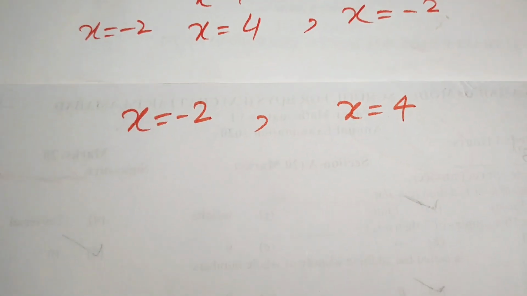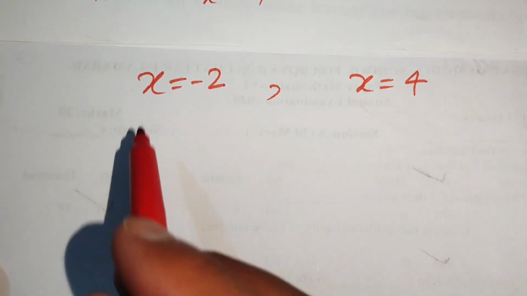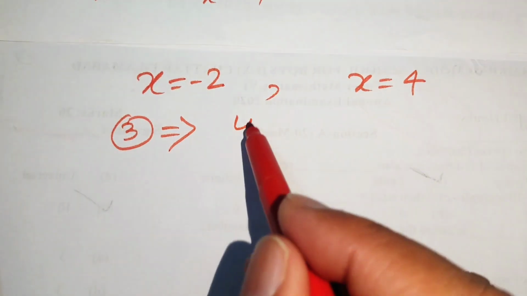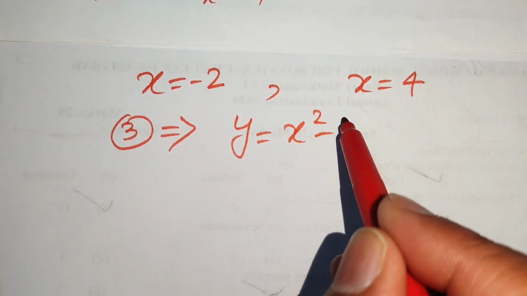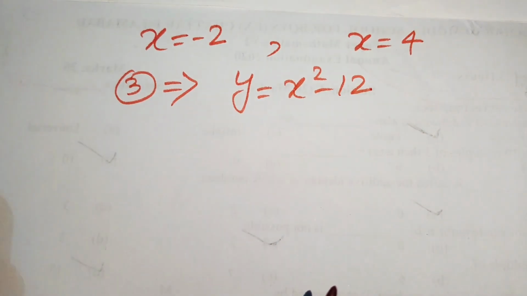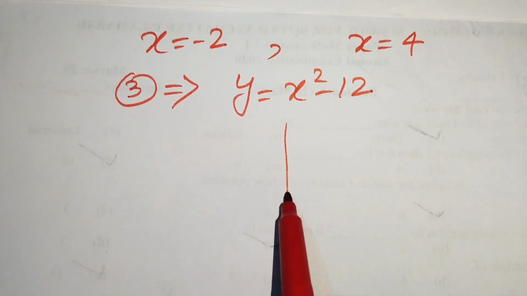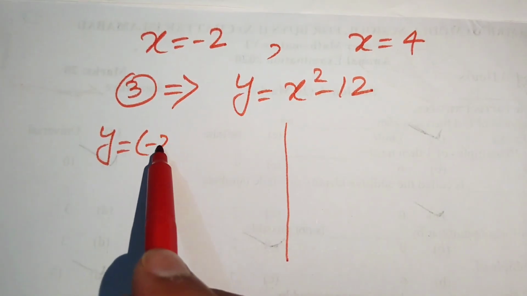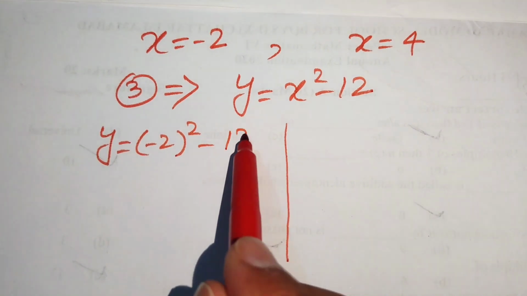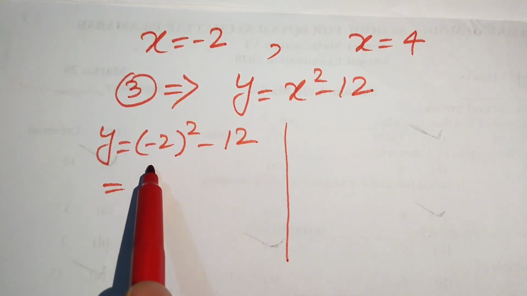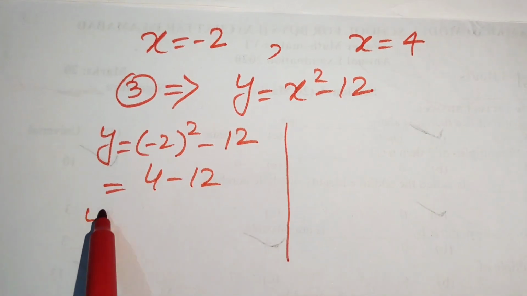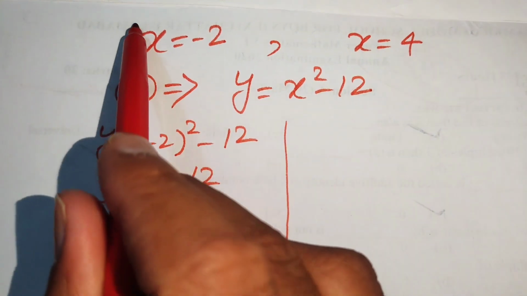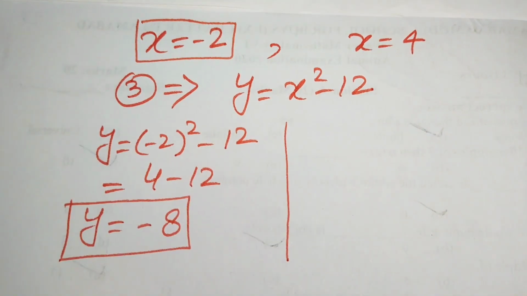And now we find the values of y corresponding to these two values of x, so here we need equation number 3. Equation number 3 is y equals x square minus 12. So here we substitute the above two values of x, and we get the corresponding values of y. First we substitute x equals -2, and we get -2 square minus 12. -2 square becomes 4, minus 12, and 4 minus 12 equals -8. So this is the value of y corresponding to x equals -2.